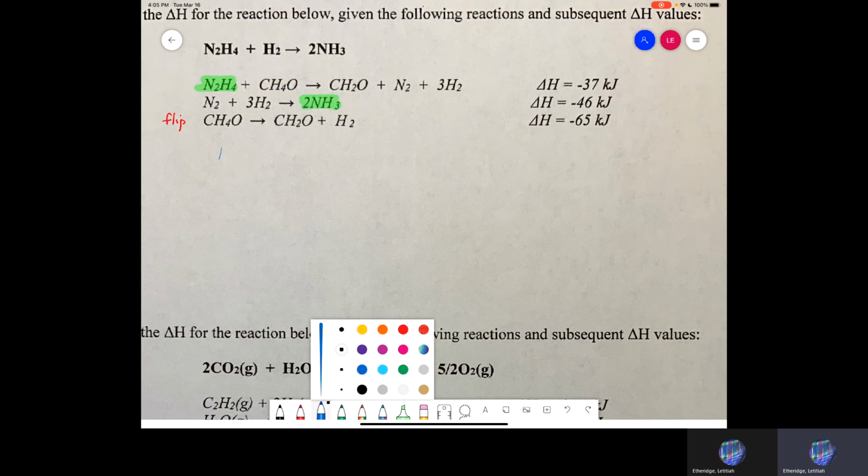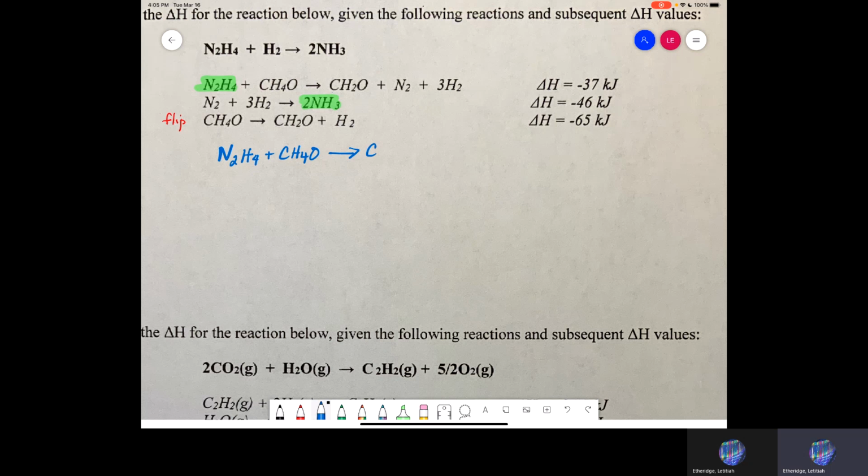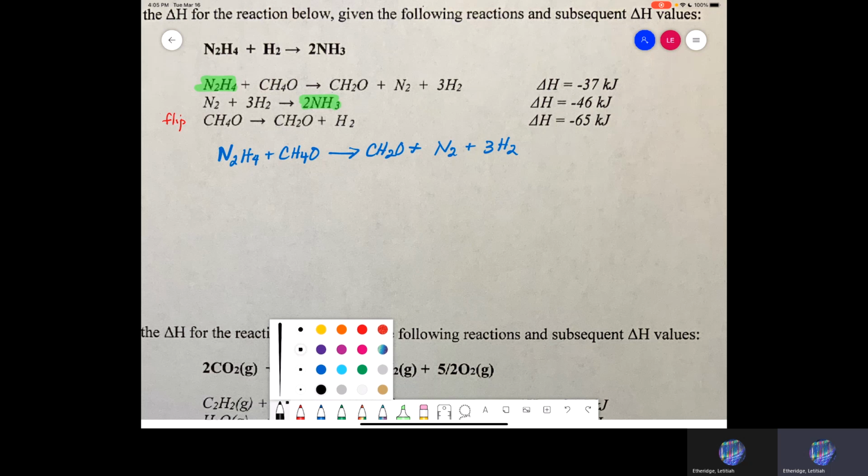Let me see if I can get my pen a little bit bigger so you guys can see what's going on, right? So we have N2H4 plus CH4O makes CH2O plus N2 plus 3H2. Now, because I left it alone, that means that my heat is going to stay the same. So if it started off as minus 35, guess what? It's still minus 35.